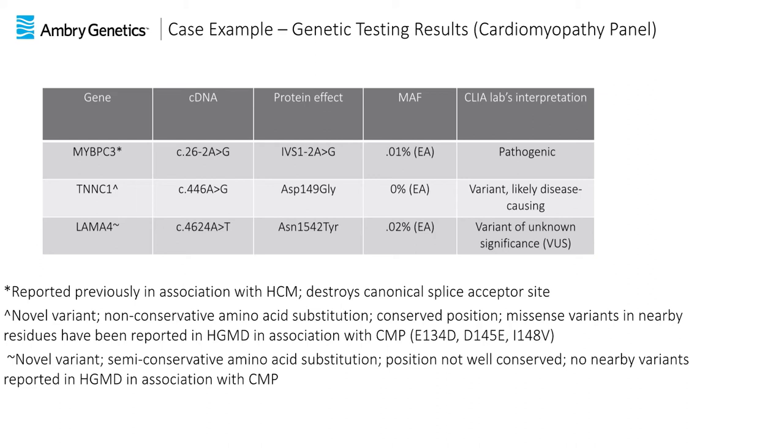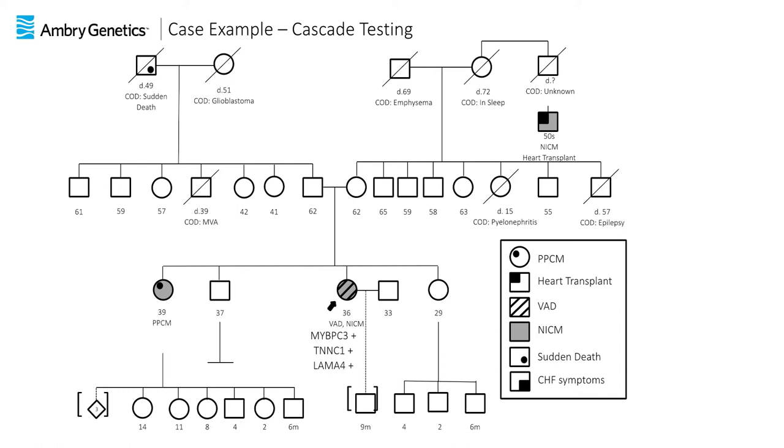The LAMA4 variant was also novel, and this was at a position that is not very well conserved throughout evolution, and no nearby variants had ever been reported in association with cardiomyopathy. Therefore, there was not really enough data to say whether this variant may be pathogenic or benign, and it was called a variant of unknown significance. Here you can see the updated pedigree with our proband's genetic testing results listed under her, with the three different variants that had been identified in three different cardiomyopathy genes.